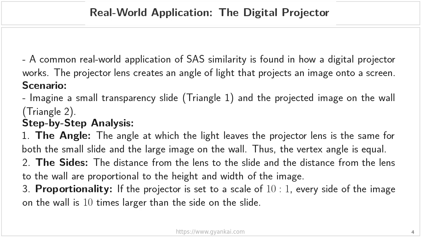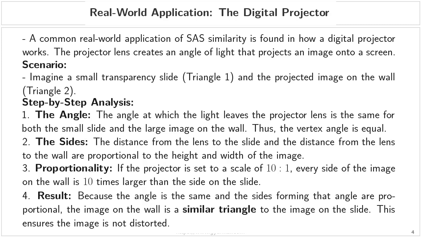Third, let's check for proportionality. Suppose the projector is set to a scale of 10:1. This means every side of the image on the wall is exactly 10 times larger than the corresponding side on the slide. The ratio is consistent.